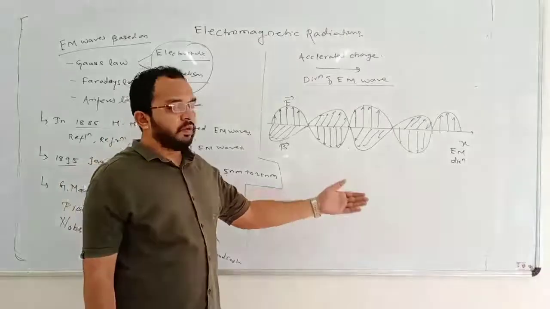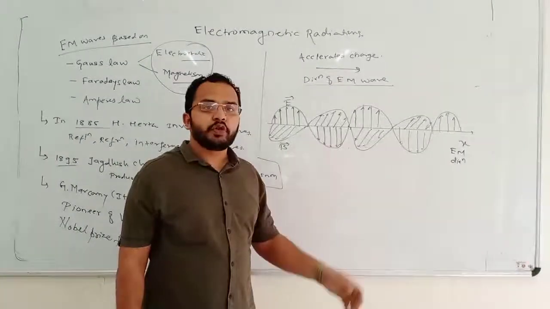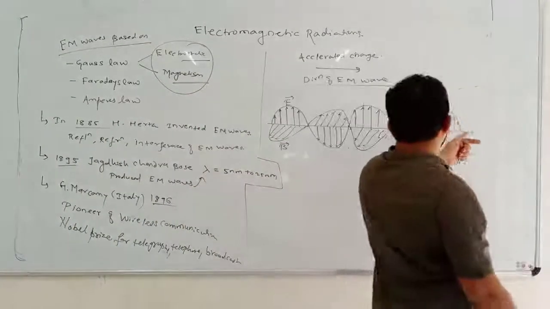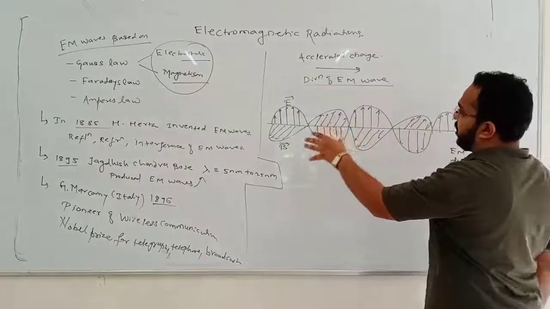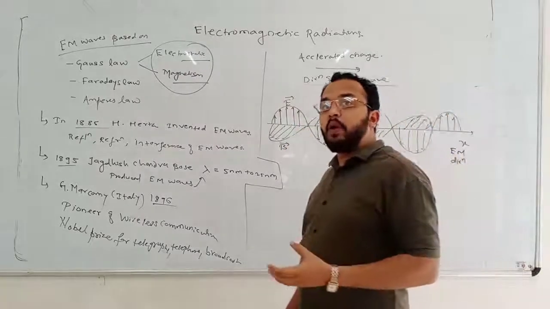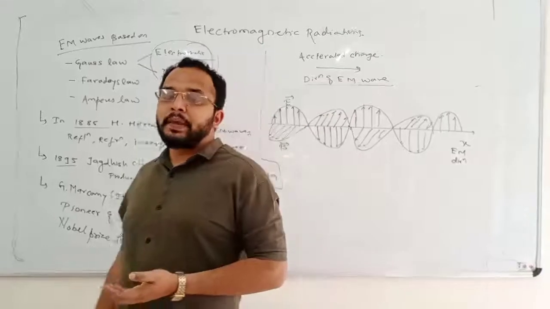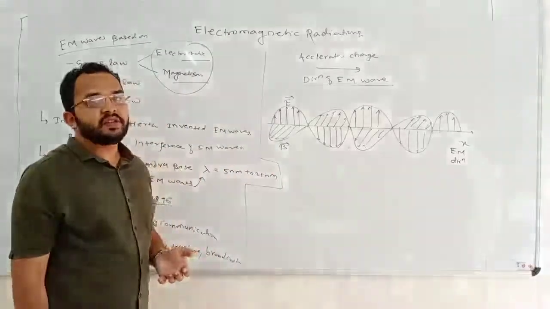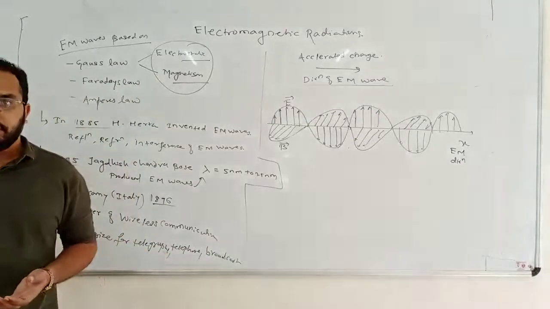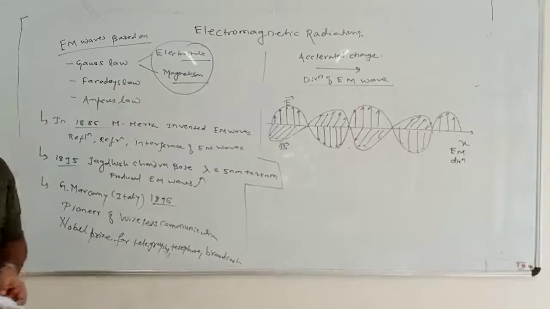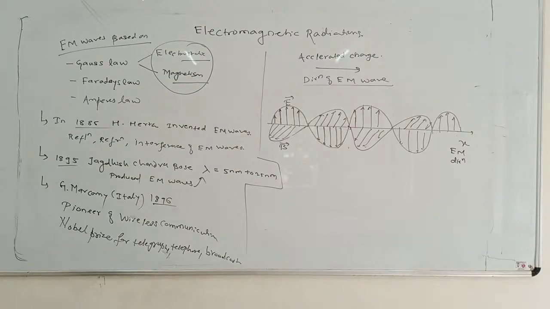Direction of electromagnetic waves. That means all three are mutually perpendicular to each other. So this is the direction of electromagnetic waves. Electromagnetic waves consist of electric field and magnetic field. This we have studied in wave optics also. That is, waves based on electromagnetic radiations that consist of electricity and magnetism.